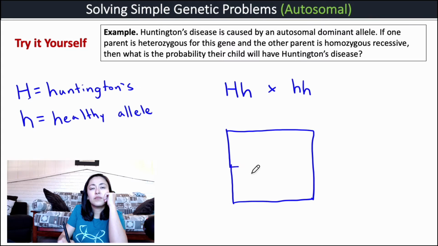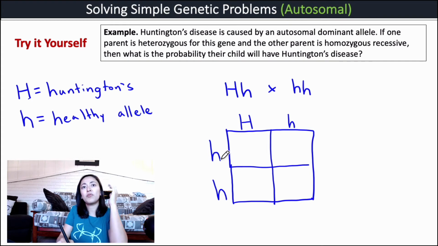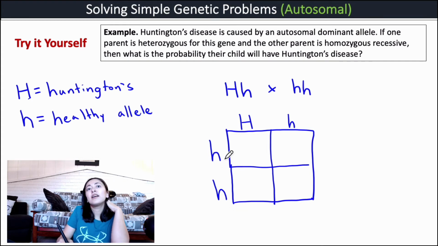Boom, boom, boom. What gametes can this parent make? Well, big H or little h. There's a 50% chance that the gamete would have a big H, 50% chance it would have a little h. This parent can only give little h's to their offspring, so we just separate them. And so there's a 100% chance that this parent is going to give their offspring a recessive allele, right?